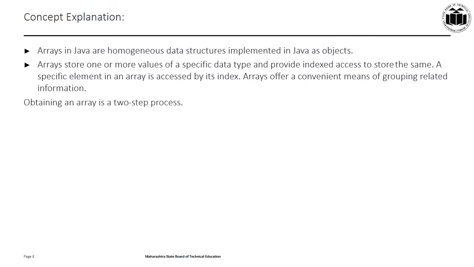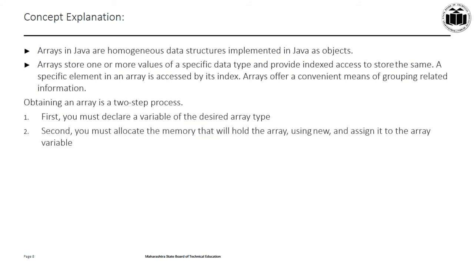Obtaining an array is a two-step process. First, you must declare a variable of the desired array type. And second, you must allocate the memory that will hold the array by using the new keyword or new operator and assign it to the array variable.